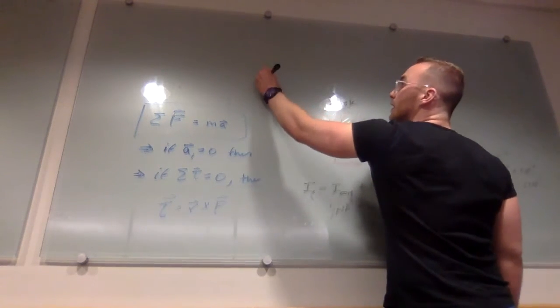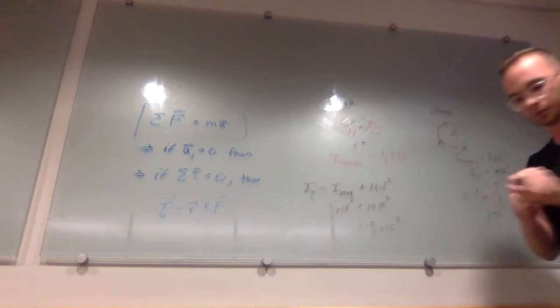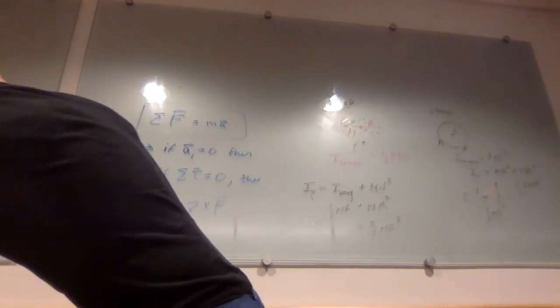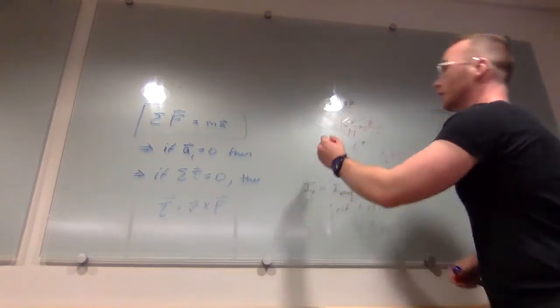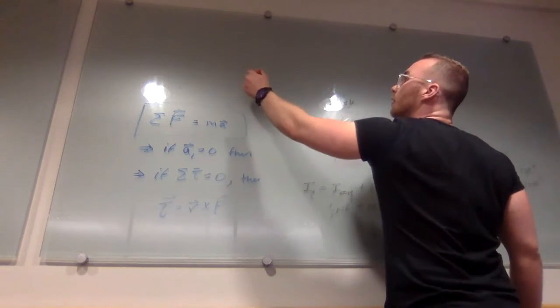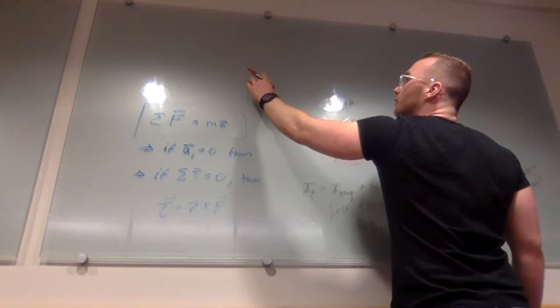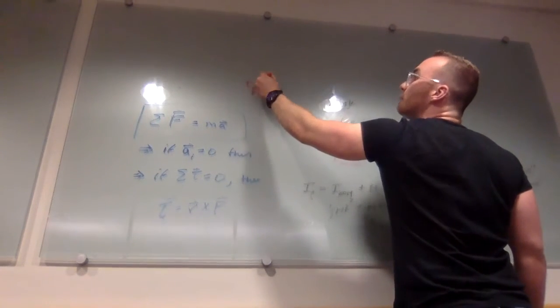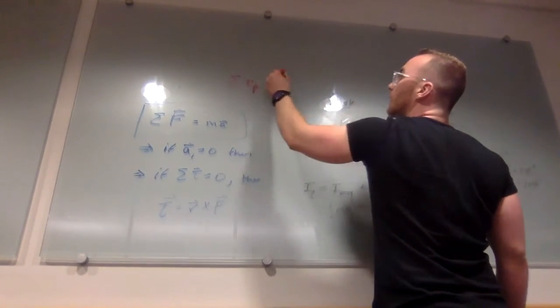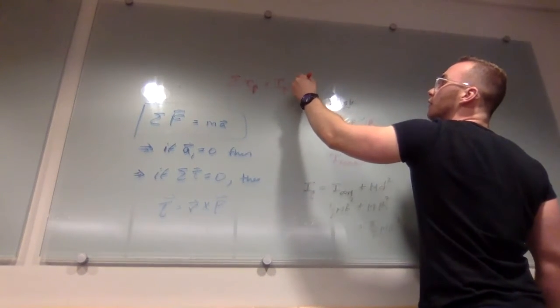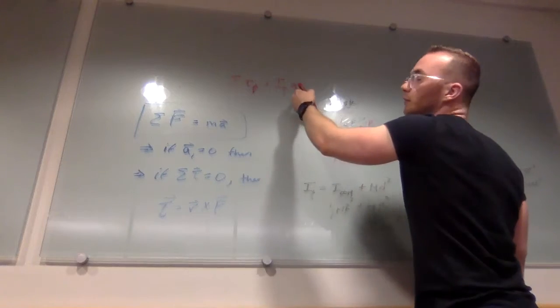So if I say that, the sum of torque around a point beta is I around beta times alpha around beta. That's a little confusing, but you know what I mean.